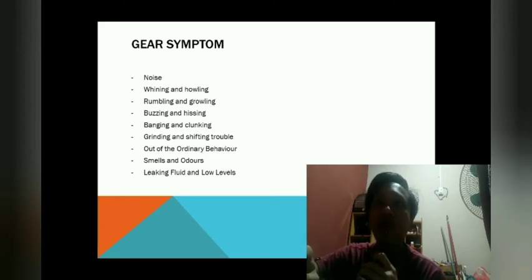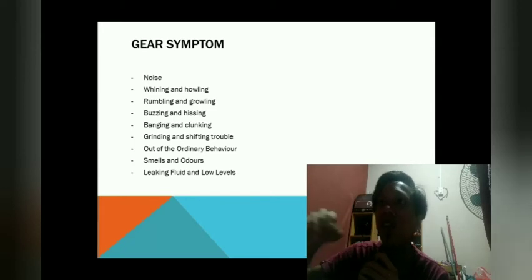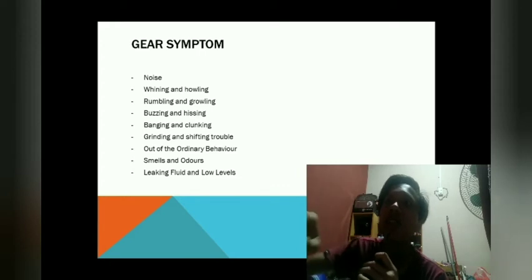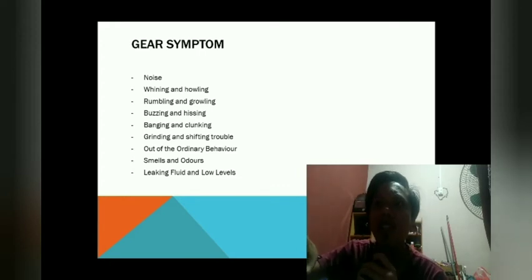Next symptom is whining and howling. Whining that appears relatively suddenly and becomes very loud over a short period of time can be indicative of damage to the gear teeth or gear hub bearing. The most likely source of this damage is a shortage of lubrication.